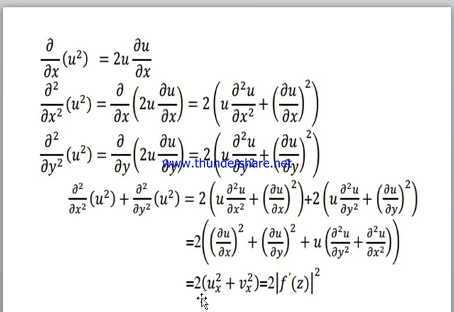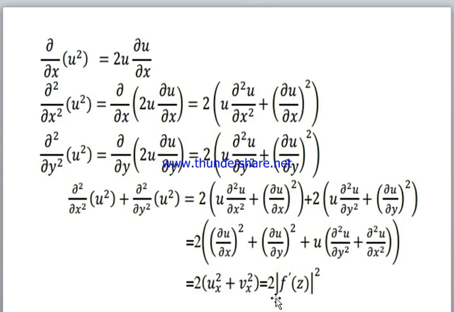So that's why we get here 2 into ux whole square plus vx whole square. That means we can write dou u by dou x whole square. Why do we write vx here? We know that dou u by dou y is equal to minus dou v by dou x from the CR equations. So we can write minus dou v by dou x whole square, and because it is a whole square term, the negative sign is cancelled, so we write vx whole square.